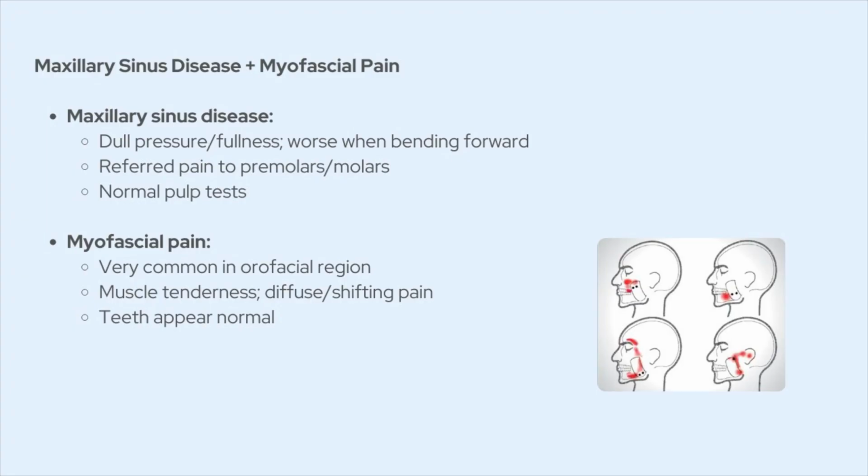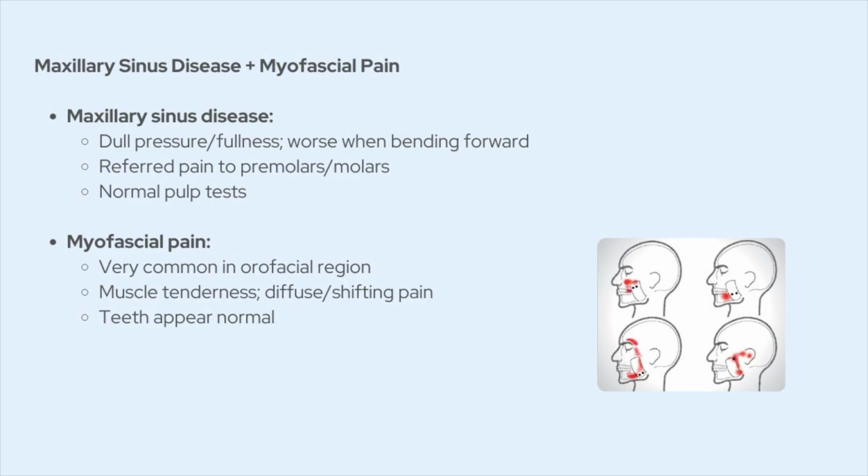Some of the most clinically relevant non-odontogenic conditions that can imitate dental pain include maxillary sinus disease. This often presents as a dull pressure or fullness. The discomfort can be referred to the premolars and molars, and changes in head position, like bending forward, can make it worse. The teeth usually look completely healthy, and pulp tests are often normal.